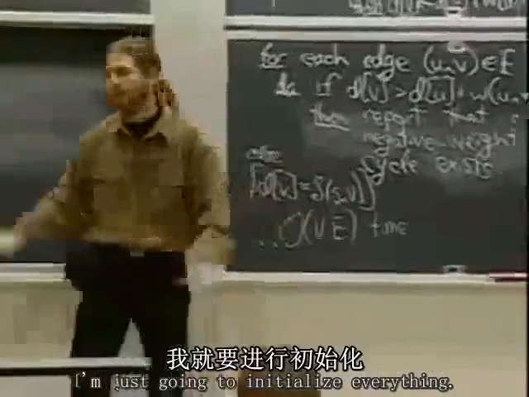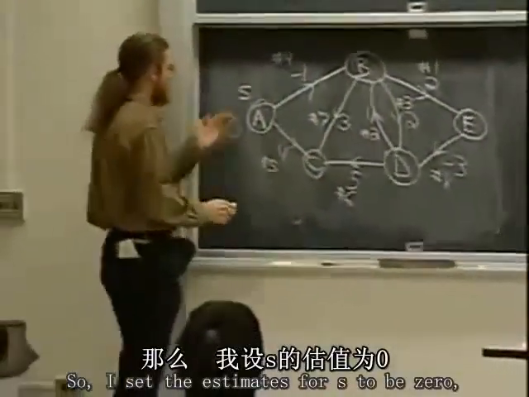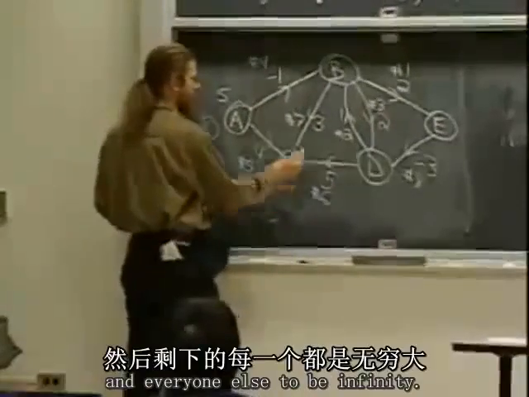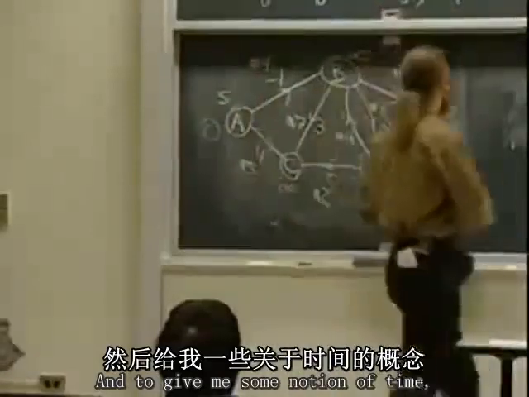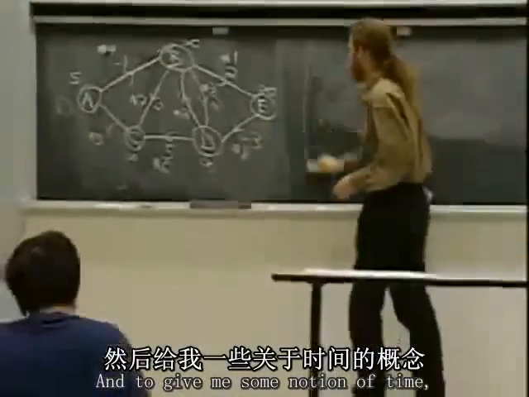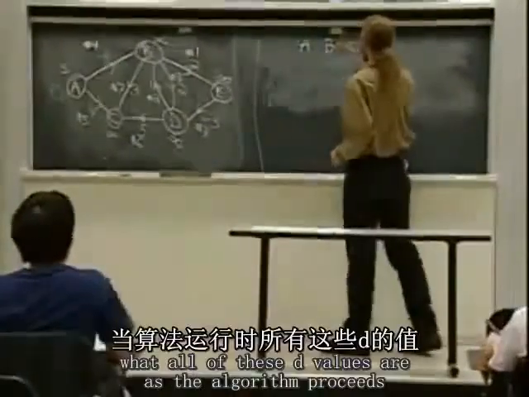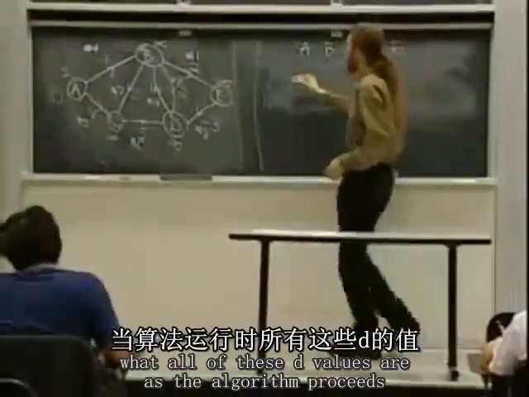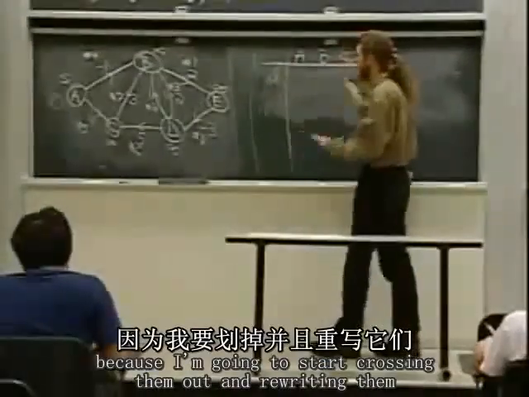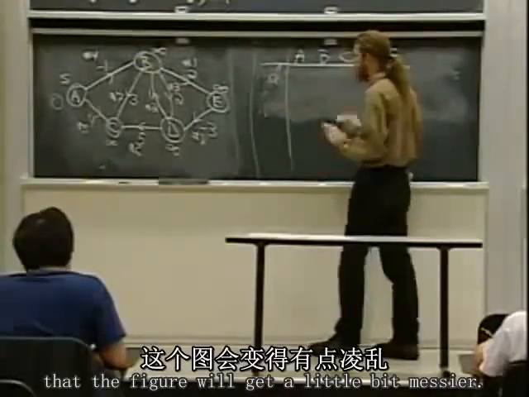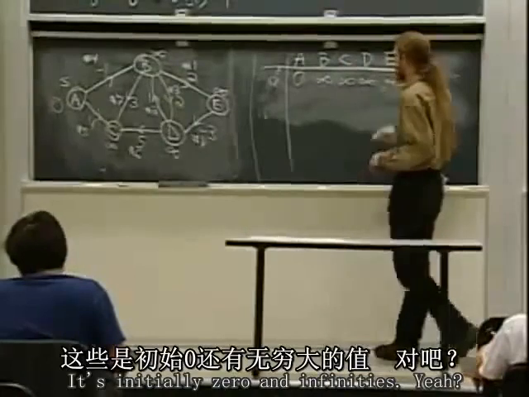I'm just going to initialize everything. So I set the estimate for S to be 0 and everyone else to be infinity. To give me some notion of time, over here I'm going to write down what all of these d values are as the algorithm proceeds, because I'm going to start crossing them out and rewriting them. The figure will get a little bit messier, but we can keep track of it over here. So initially 0 and infinities.